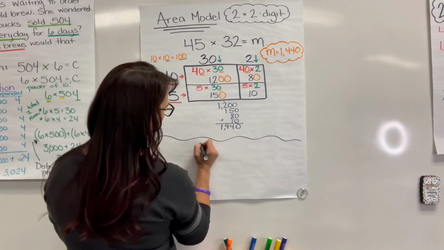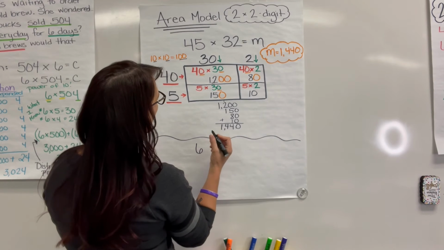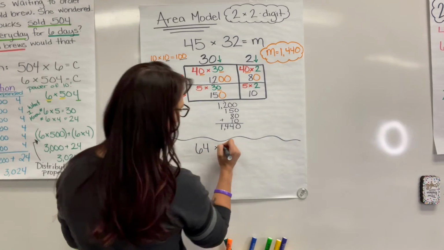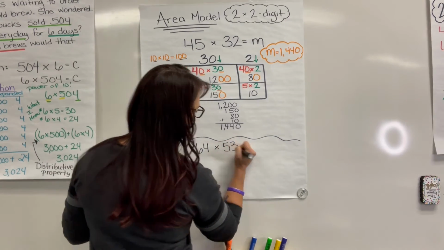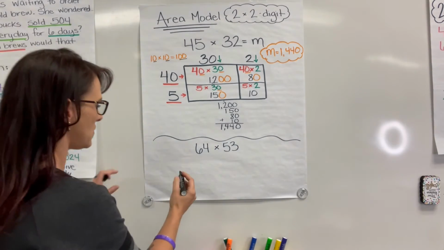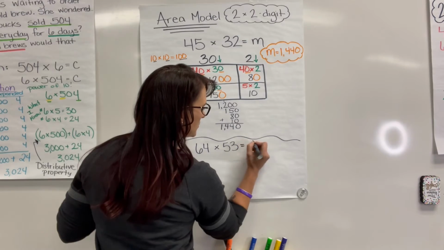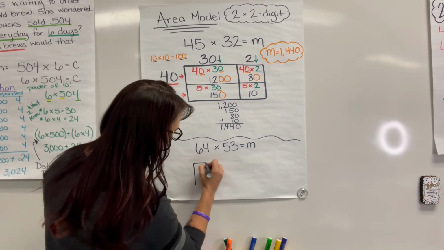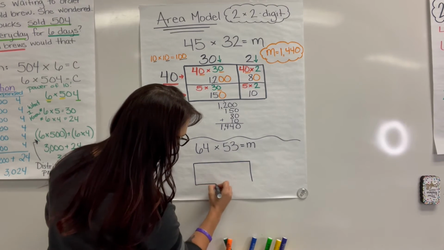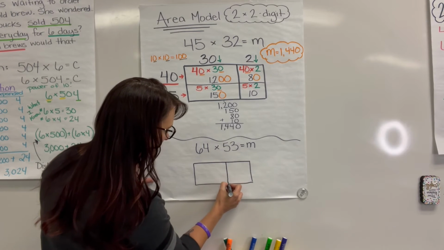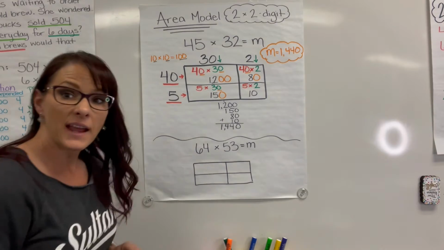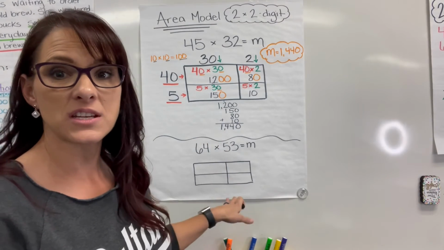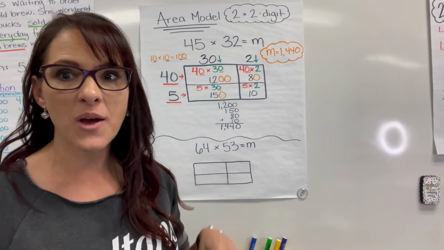So let's go with 64 times 53. 64 times 53. That is going to equal our missing amount. There's my variable. I'm going to go ahead and break my box set. And right now what you should do is pause the video, go ahead and fill out your area model box, do your addition, and let's see if you come up with the same answer I do. So I'm going to go ahead and pause, and I'll see you in a second.